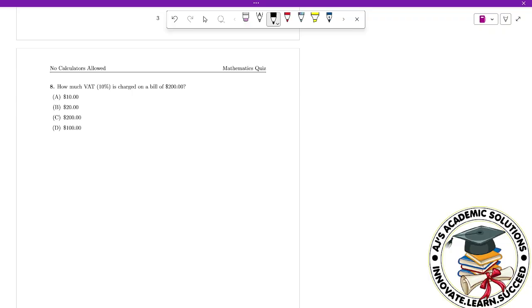Now, VAT. What is VAT? VAT is value added tax. So notice what it says here. This is very key to understanding it's added, meaning that how much VAT of 10% is added onto a bill of $200. So let's treat it as a simple percentage question.